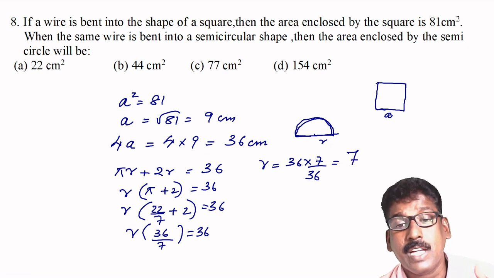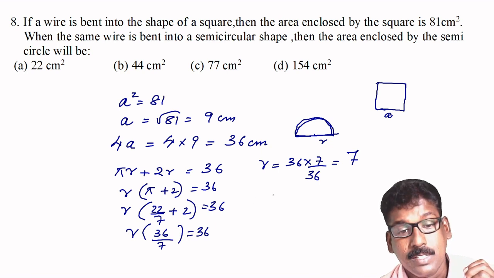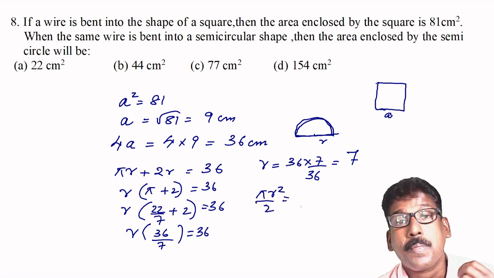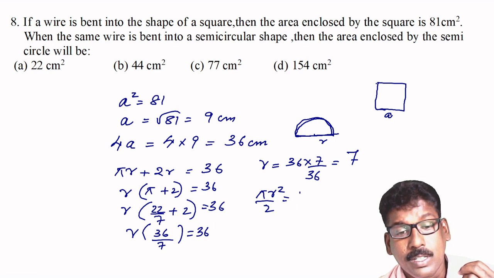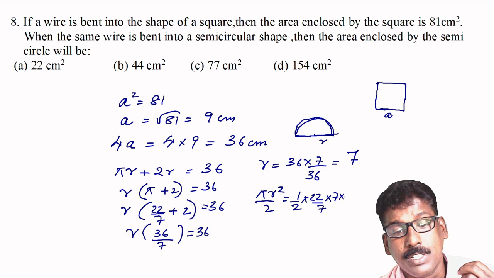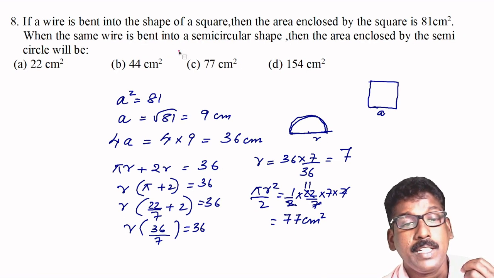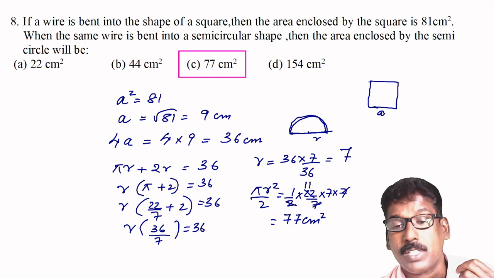Then the area enclosed by the semicircle is pi r square by 2. That is half into 22 by 7 into 7 into 7. 7 cancel, 2 11 times. So 11 into 7, 77 centimeters square will be the correct answer. So option C is the correct option.